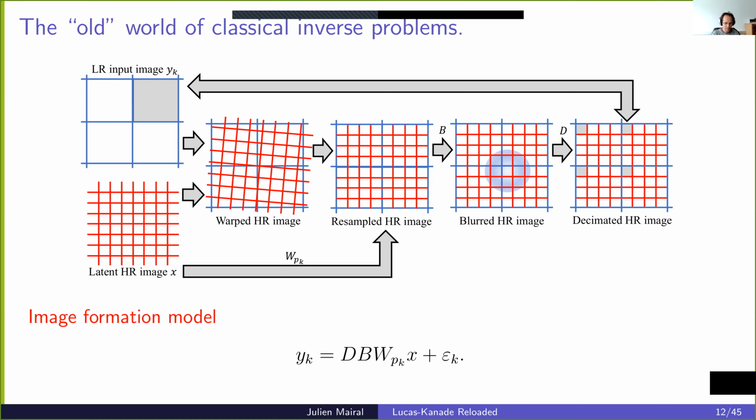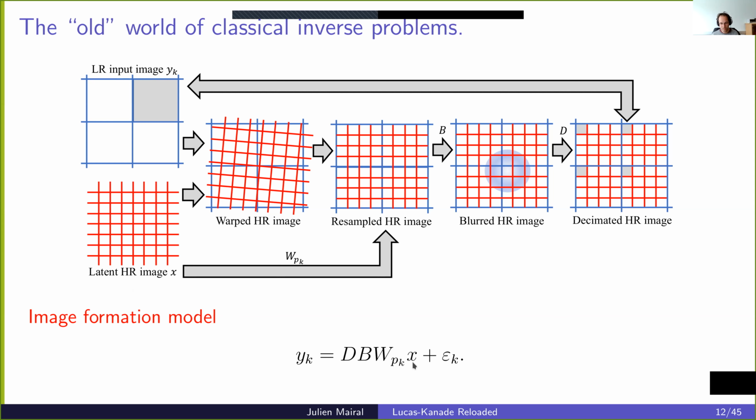So for that, let us start by looking at what we do in the old world of classical inverse problems. When I say old, it does not mean that it is irrelevant. It's just that it's a classical way of doing. What we do is that we look at, okay, what is the relation between the true signal we want to recover, let's call that X, a high resolution image, and an observation Y_k, which is one element in the burst. So the relation can be modeled as follows.